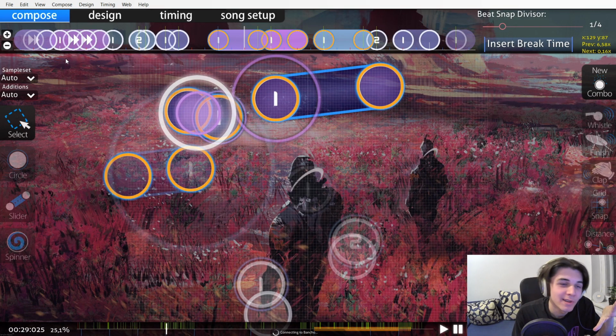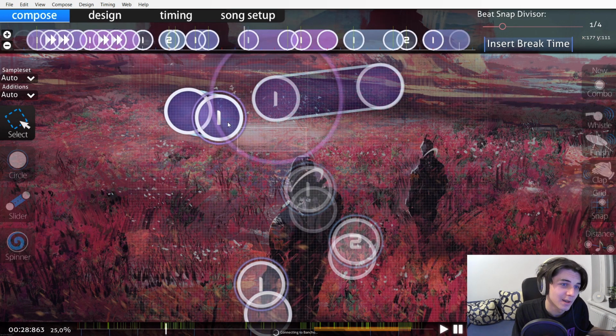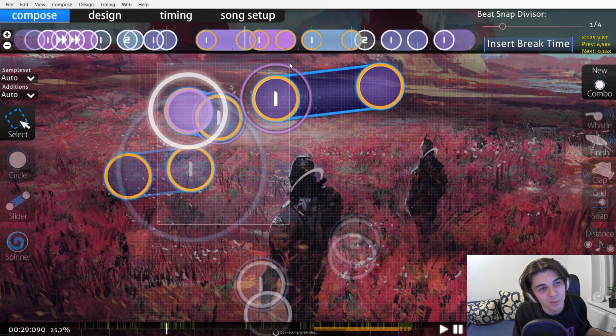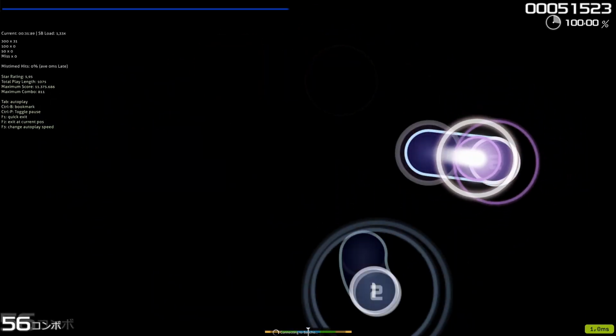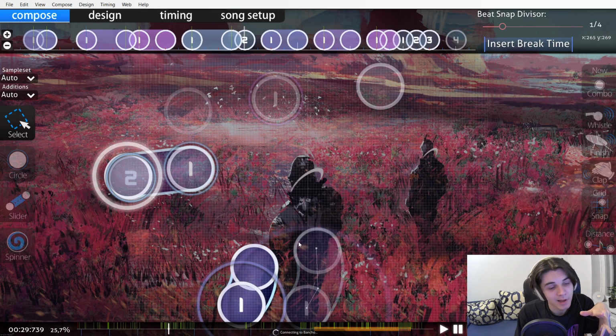So the patterns here are also placed in the same regions of the screen, which is really effective in my opinion. We have these three SV changing straight sliders at the top of the screen here to represent these sounds. Then we have these three curved sliders at the bottom of the screen representing these sounds.